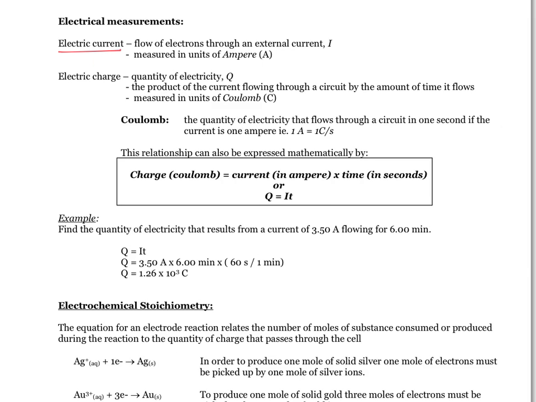Electric current is the flow of electrons through an external circuit. It is represented by a capital I. It has the units amperes or a capital A, meaning I can say that the current is equal to, say, 2 amps. Electric charge is represented by capital Q, and it means the quantity of electricity.